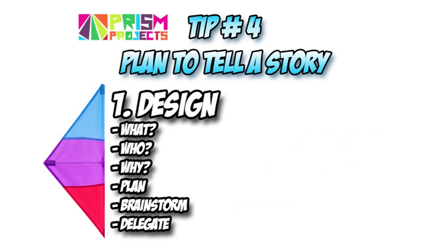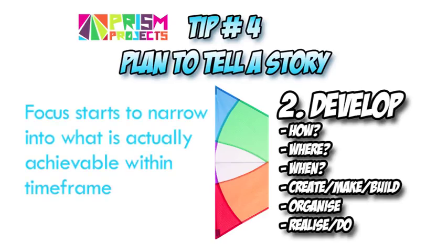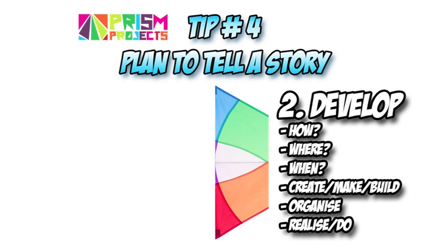The second stage is what I call the development stage. This is the how do we do it, where are we doing it, when are we doing it. This is where they create stuff, they make stuff, they build stuff, they organise themselves, they realise the project and they do things. This is the actual doing part of the project. You'll note that the shape of the kite starts to taper down. So now we're going from all our wild ideas into actually doing them. As we do the ideas, you know what? Some of them aren't actually going to be that achievable. So we narrow the focus of what we're doing into stuff that is actually achievable.